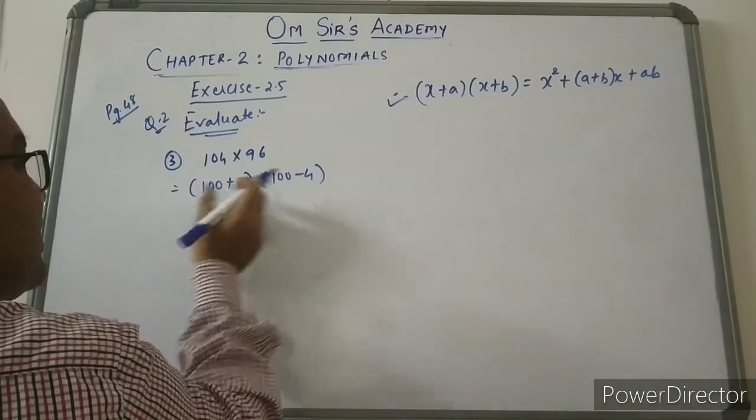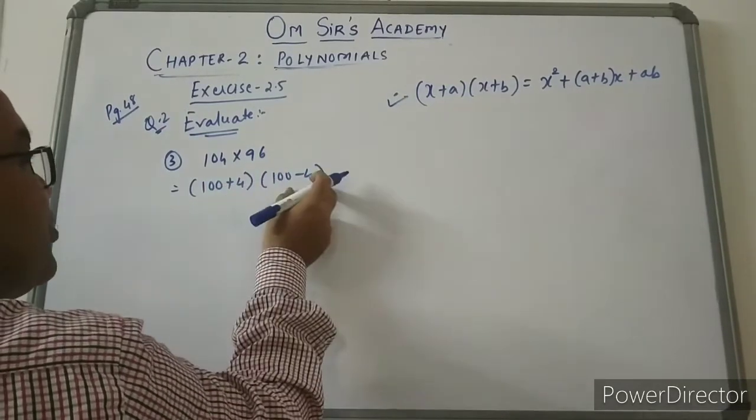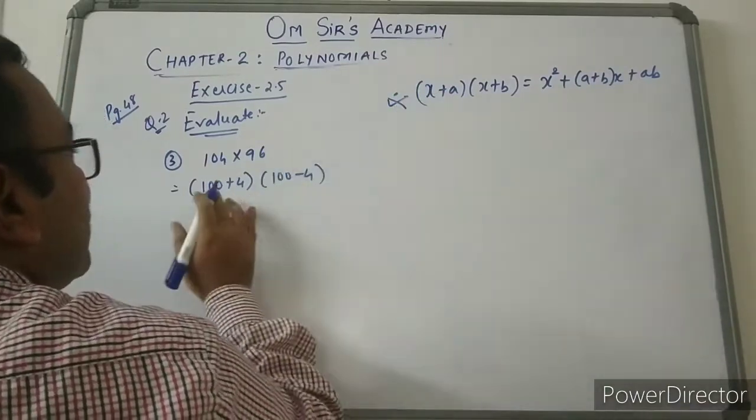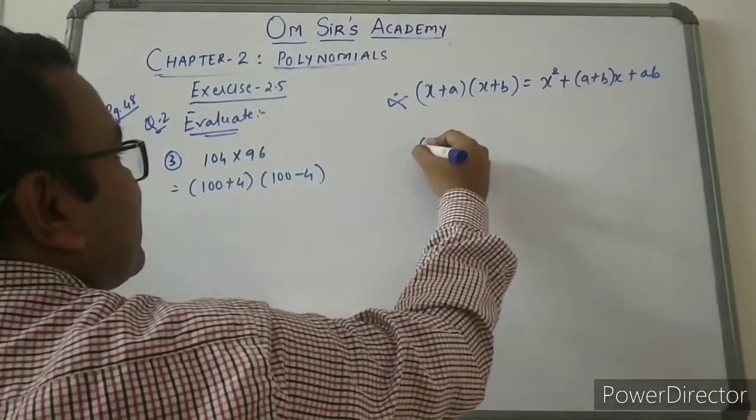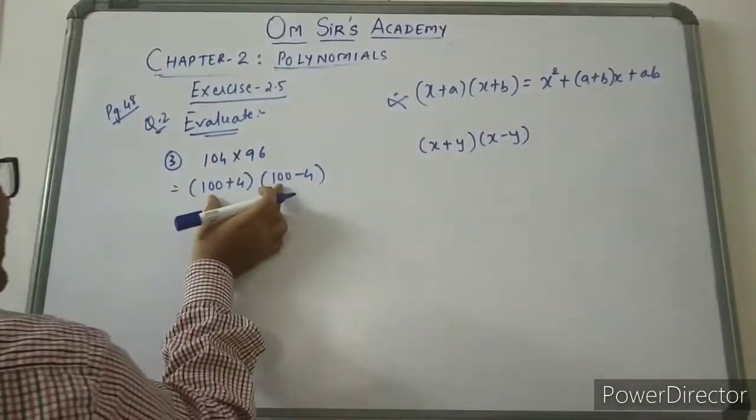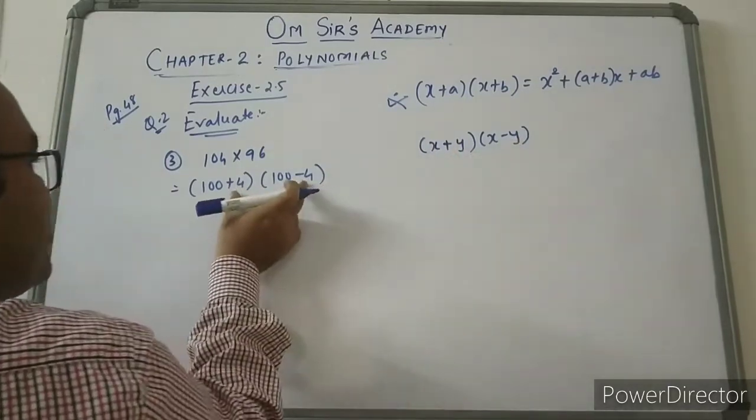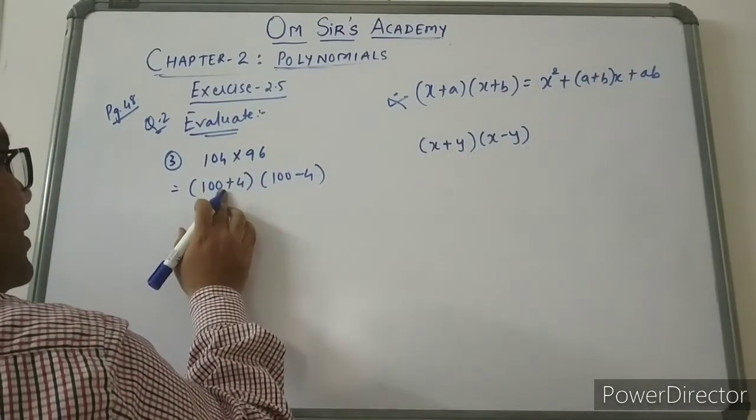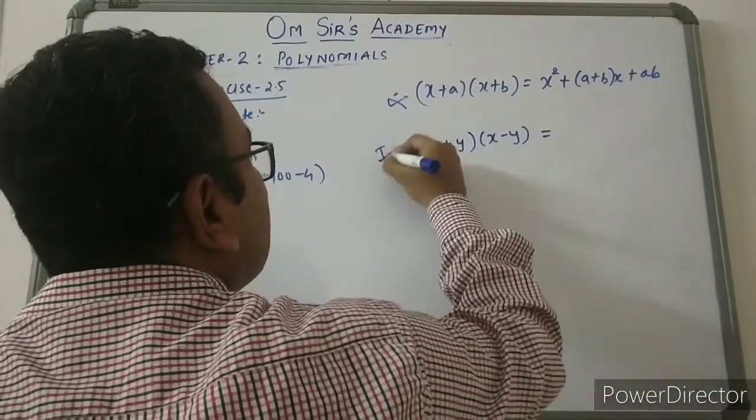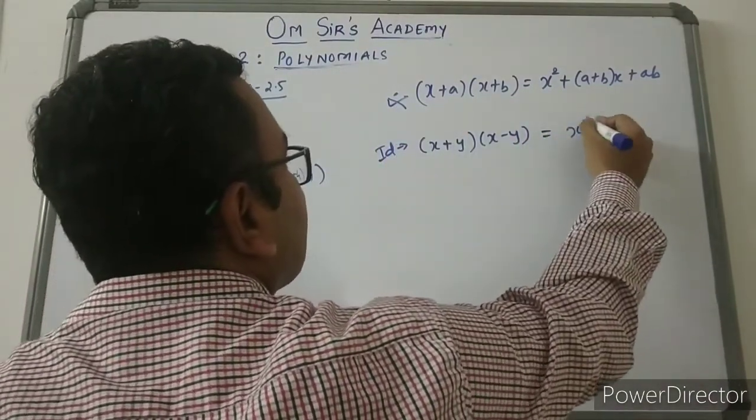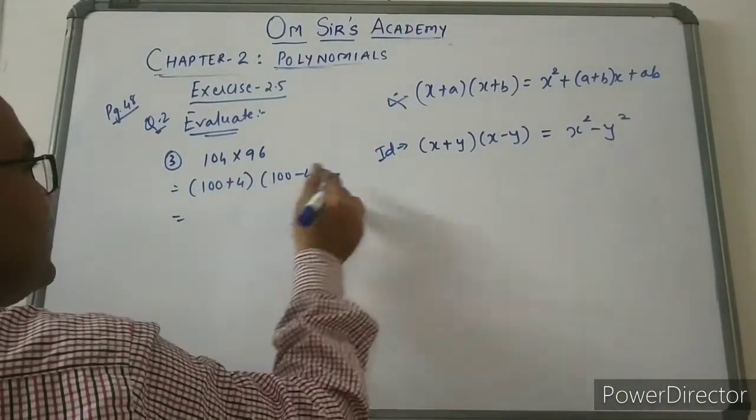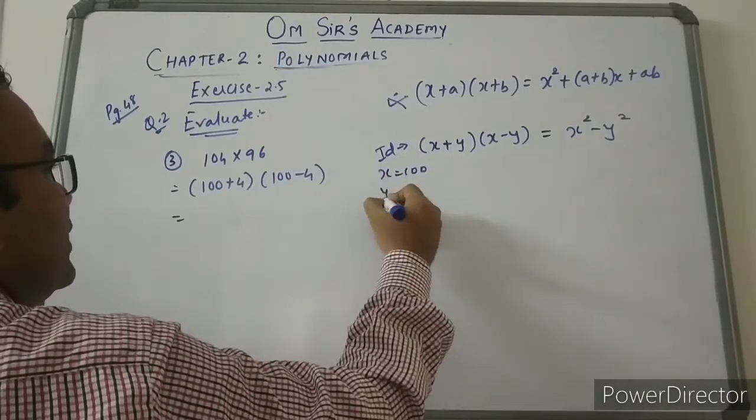Here the x is equal and this one is also equal. So instead of using this identity, we can go for (x plus y) and (x minus y). See, x is the same 100 and y is also the same 4, and there is a plus sign in the first one and a minus sign in the second one. So what is the solution of this identity? This identity's solution is x square minus y square. So directly we can do this. We can take x as 100 and y as 4.